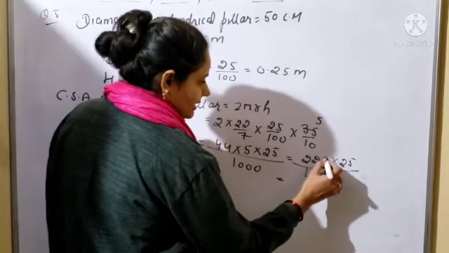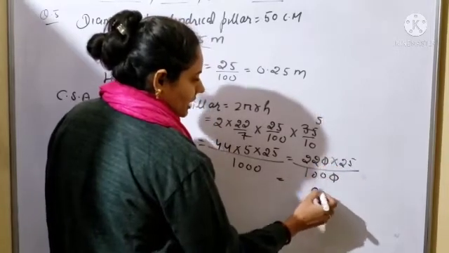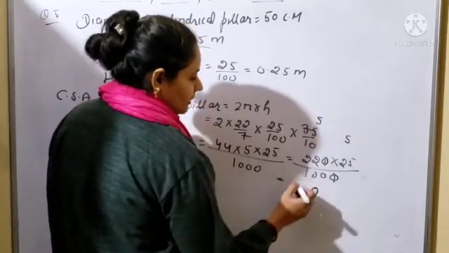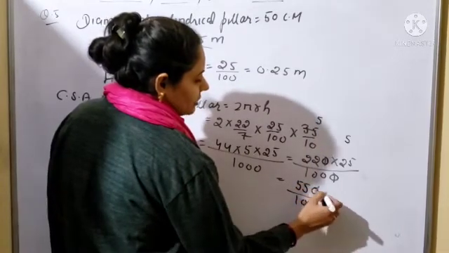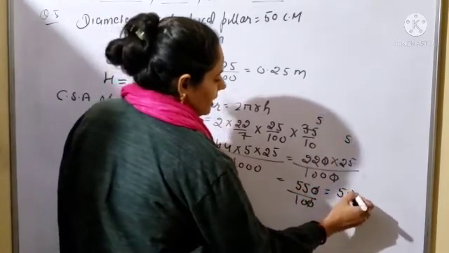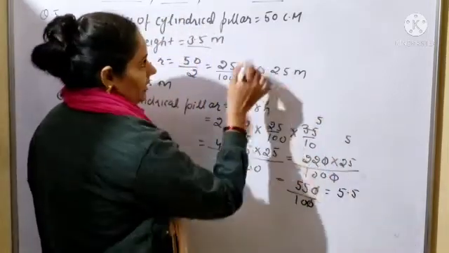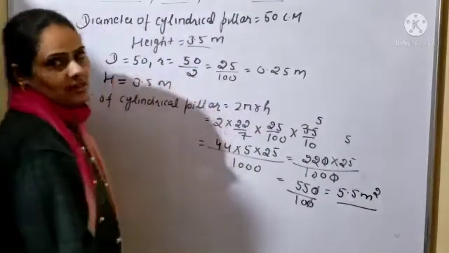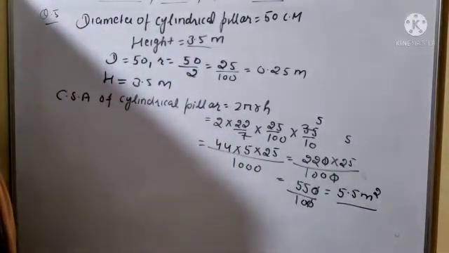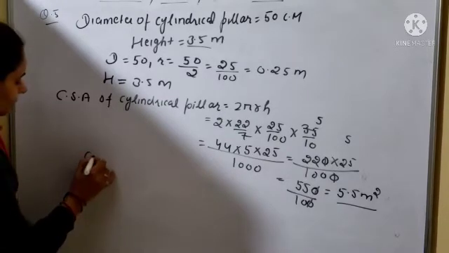10 you can cancel out. 25 2s are 50, 5 25 2s are 50 and 5, 550 upon 100. Again you can cancel a 0 and it will be 5.5, and all are given in meter, so it will be meter square because this is curved surface area. Okay, curved surface area will be in meter square. Clear?